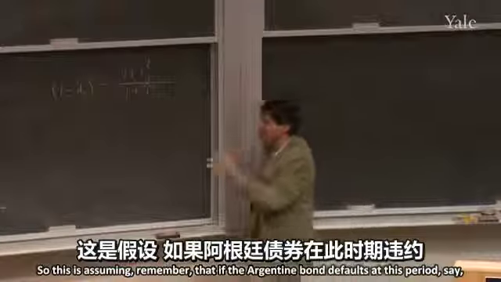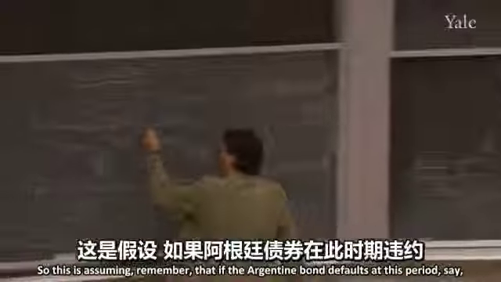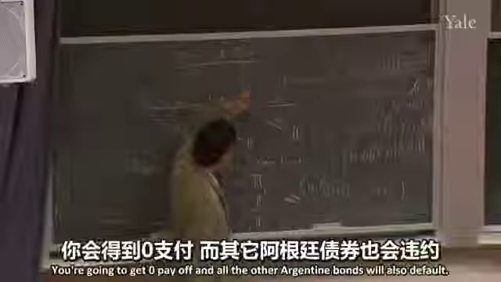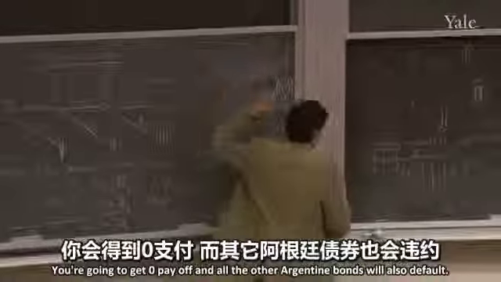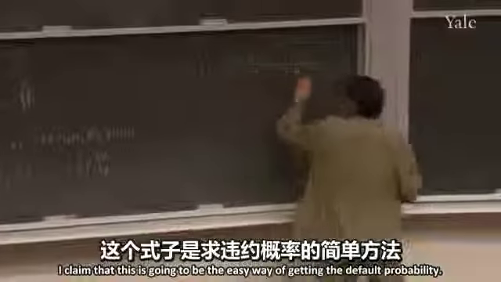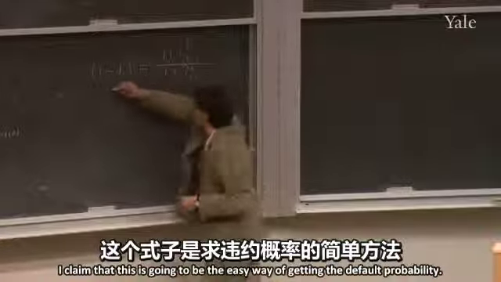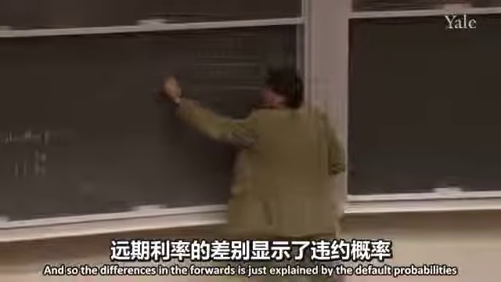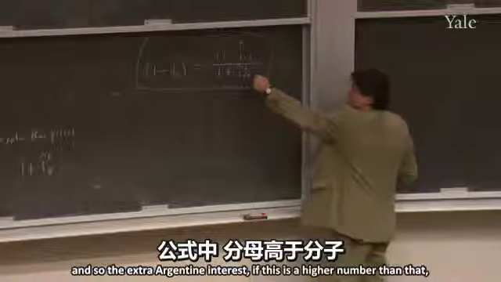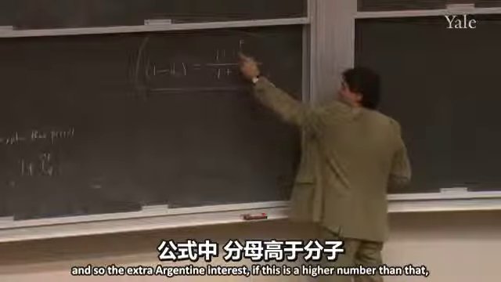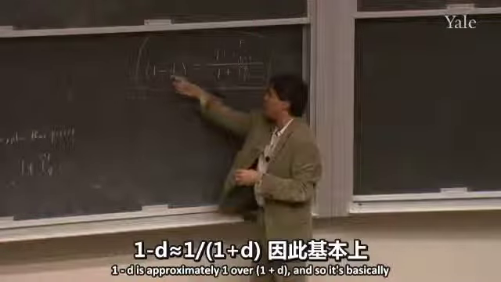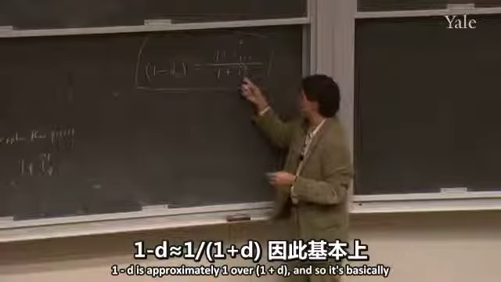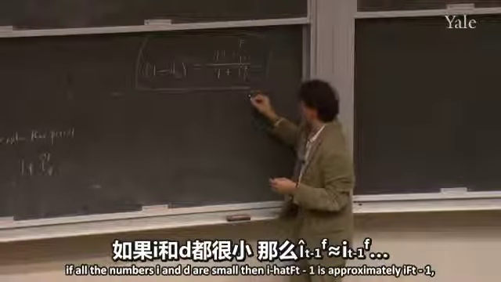So this is assuming, remember, that if the Argentine bond defaults at this period, say, it's never going to pay anything after that. You're going to get zero payoff, and all the other Argentine bonds will also default. I claim this is the easy way of getting the default probability. And so the differences in the forwards are just explained by the default probabilities. And so the extra Argentine interest, if this is a higher number than that, 1 minus d is approximately 1 over 1 plus d, so this is very close to that.